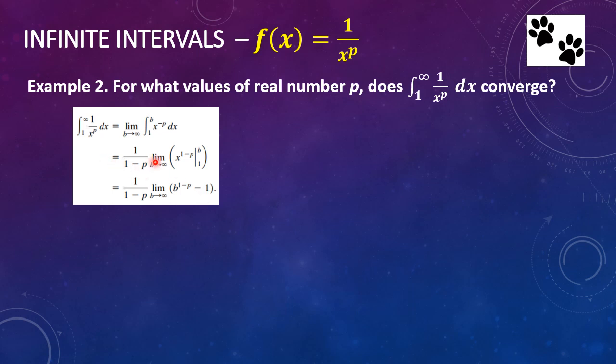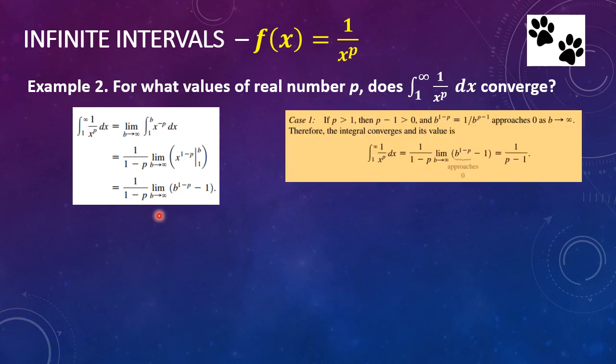So since we're looking at p, 1 minus p in the denominator, let's look at values at 3 different cases: when p is greater than 1, when p is less than 1, and when p actually equals 1. In the first case, if p is greater than 1, then p minus 1 is going to be greater than 0.